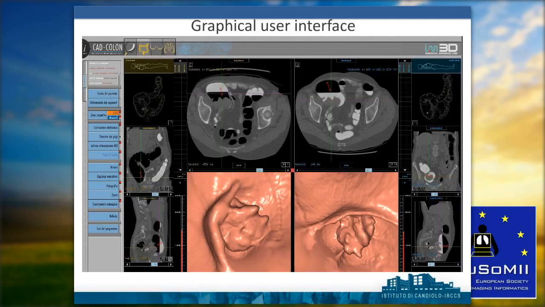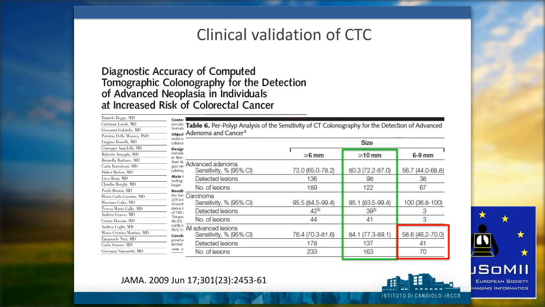This is just one. Everybody has their own. You just have to have 2D, both in the prone and supine scan, and the 3D images, and that's fine. You can have multiplanar. And then we validated CT colonography.